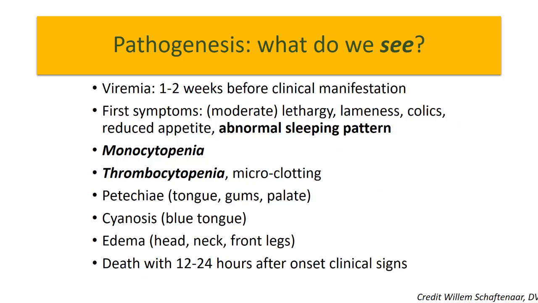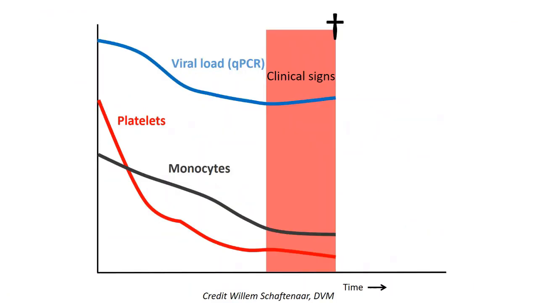The first symptoms we notice are lethargy, lameness, colic, reduced appetite, and abnormal sleeping pattern. When you do hematology, you see monocytopenia and thrombocytopenia, petechial hemorrhage that you can see in the tongue, gums and palate, and you may see blue tongue and edema. Once you find these symptoms, most calves die within 12 to 24 hours. So this is the course of the disease.